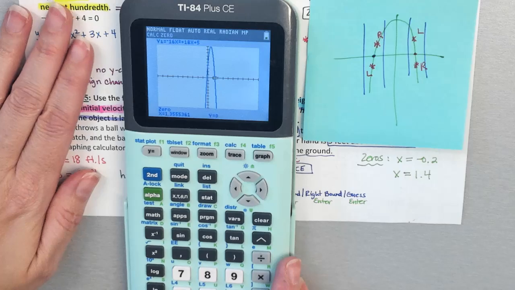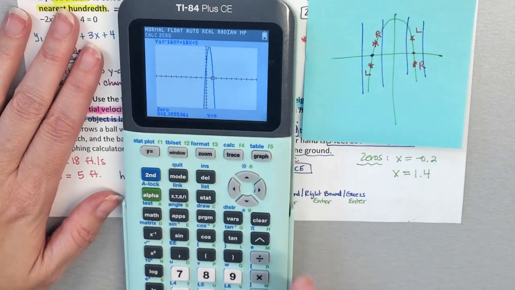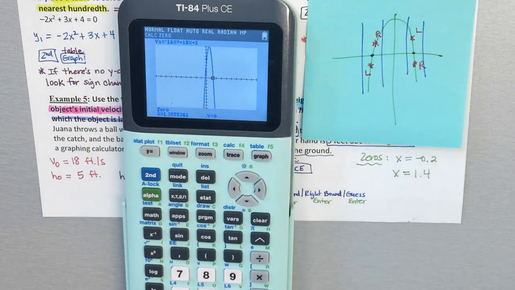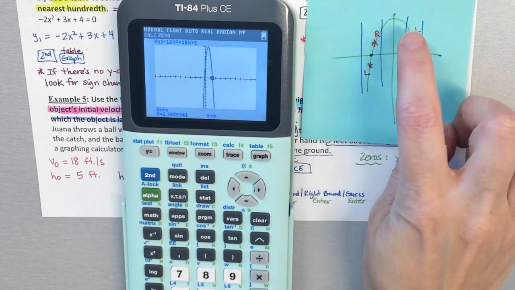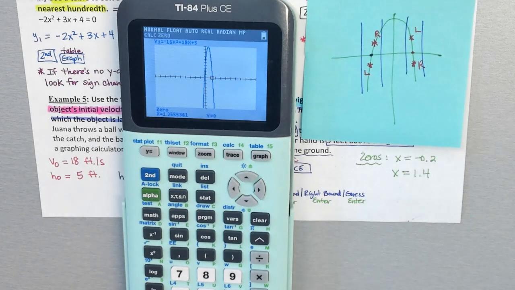Okay. If you are getting an error, it's likely because you didn't change the signs. Notice how the left and the right, one is negative, one is positive. One is positive, one is negative. Remember how we were looking for sign changes? You still have to have those sign changes there.